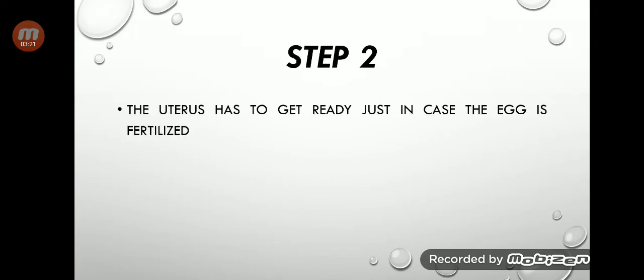So the uterus has to get ready just in case the egg is fertilized. Okay, so what will happen is that the egg cell will go from the ovary into the oviduct and it will wait for the sperm cell. If the sperm cell comes, the egg is fertilized and it will form a zygote. The zygote will become an embryo and the embryo will be implanted in the uterus. But if the fertilization happens, the uterus has to be ready.